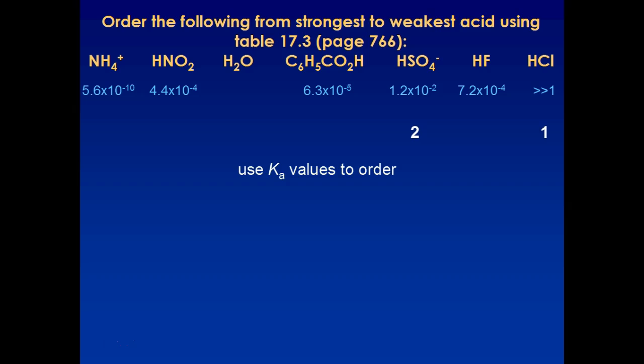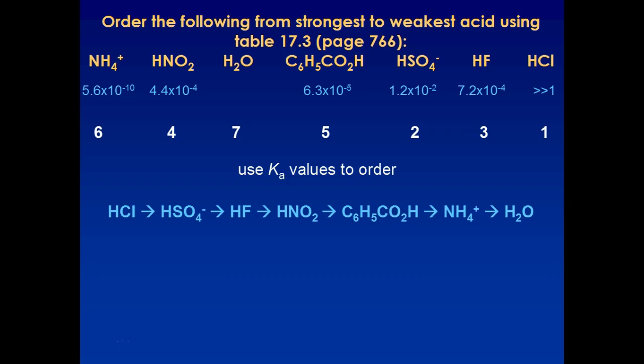I have 2 at 10 to the negative 4th. The 7.2 is a larger number, so that would be third, and then would come HNO2 at number 4. C6H5CO2H would be number 5. NH4 plus would be number 6, and then when it comes to acids, water is always last. So if you were going to write these in order, it would look something like this.